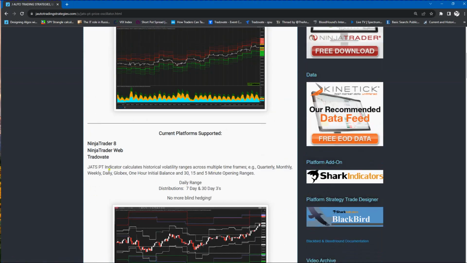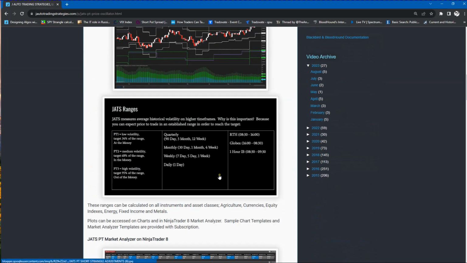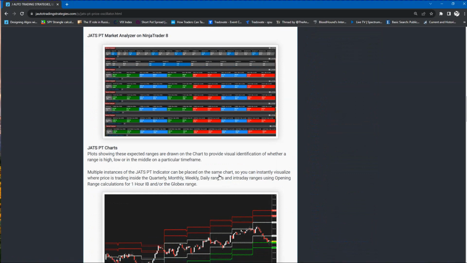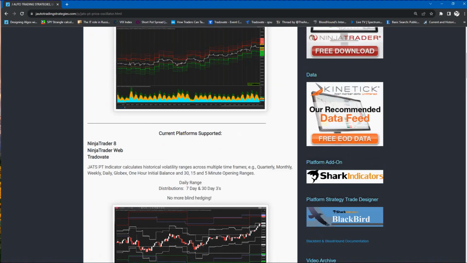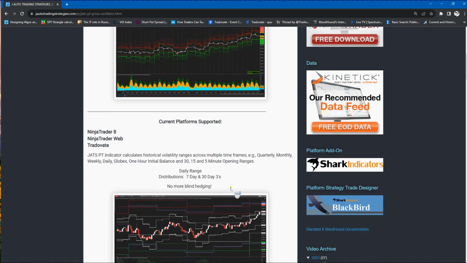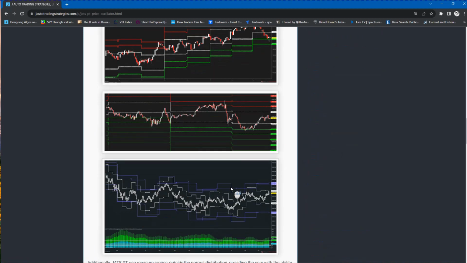It supports NinjaTrader 8, NinjaTrader Web, and Tradovate. And the Ninja 8 provides the market analyzer and the fibs. NinjaTrader Web and Tradovate just have the PT indicator and oscillator without the fibs at this time. We'll be getting the fibs added in a little while.